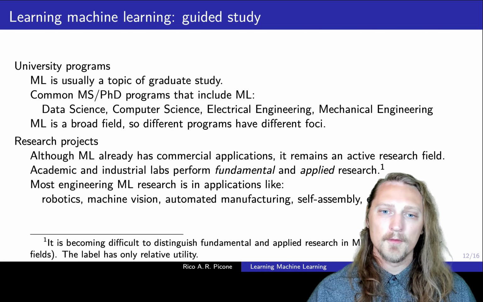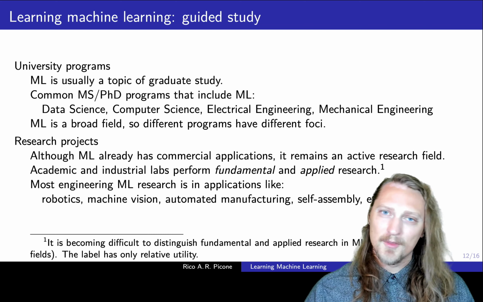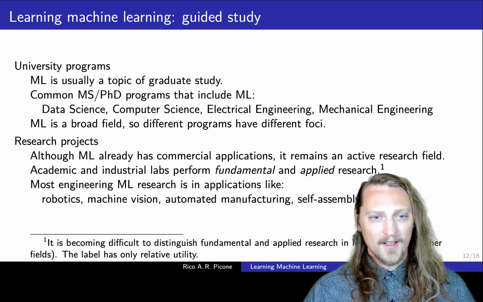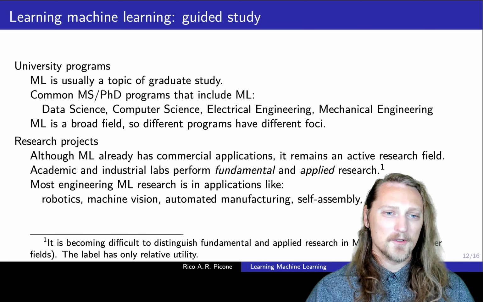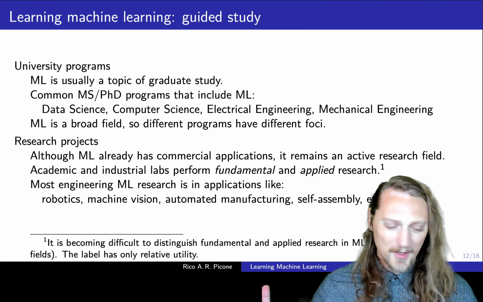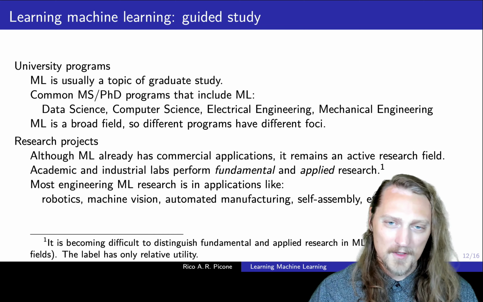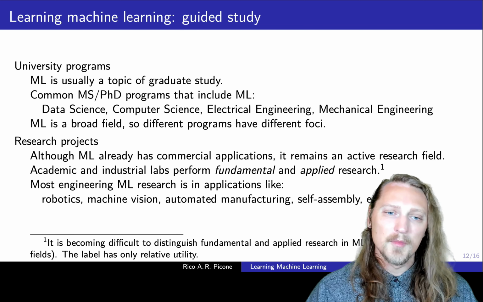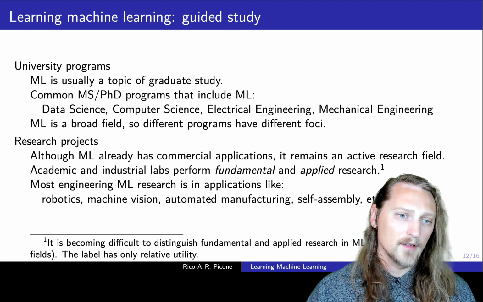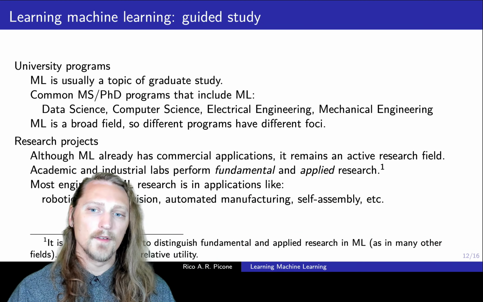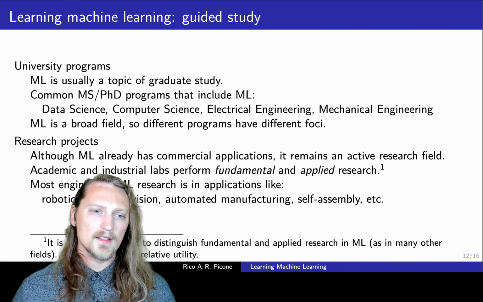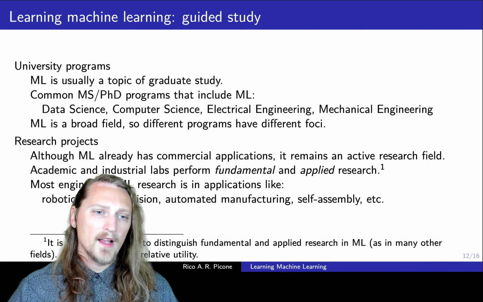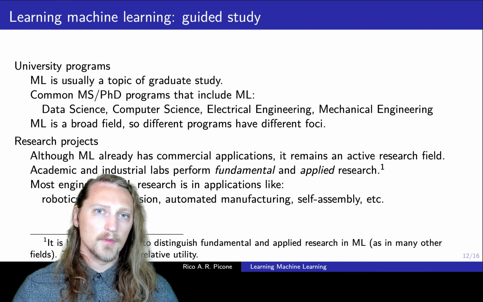Academic and industrial labs perform fundamental and applied research, although the distinction between the two is starting to blur. You'll see academic institutions doing applied, industrial labs doing applied, industrial labs doing fundamental research, academic institutions doing fundamental research, and really the difference between those projects tends to be hard to determine sometimes. Most engineering machine learning research is in applications like robotics, machine vision, automated manufacturing, self-assembly, etc. Those are the types of things that most engineers who learn machine learning are interested in doing. And that's still usually considered to be a research problem.